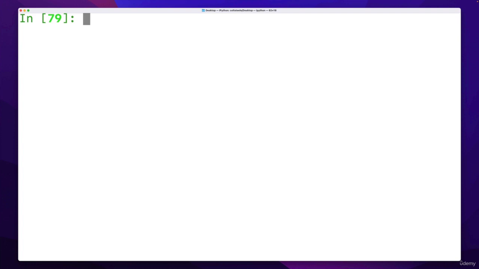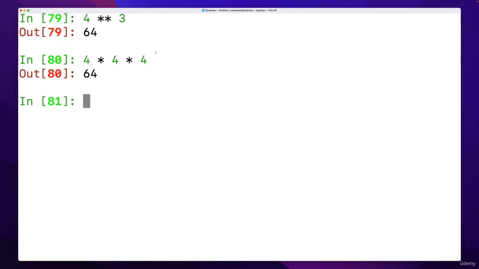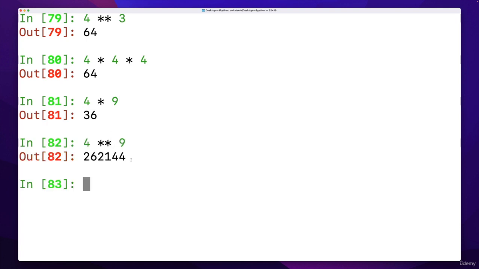So I could take 4, and I could cube it using 2 stars. This would be 4 times 4 times 4, which I could write out this way if I wanted to. And that's not too bad, but if I was raising it to the 8th or 9th power, well, that's multiplication. 2 stars. There we go. That's a lot shorter than doing 4 times 4 times 4 times 4 9 times.